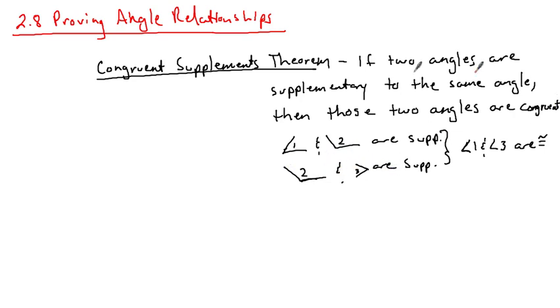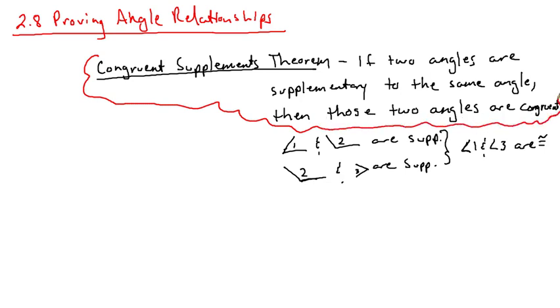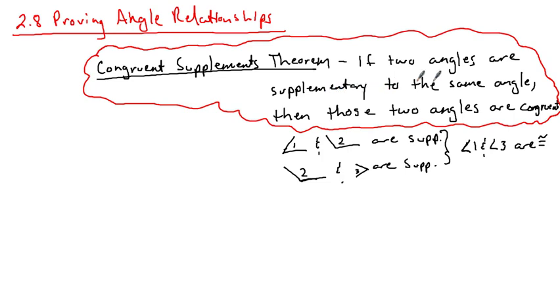So our congruent supplements theorem, that's one that we want to commit to memory. It'll come back up again, we'll use it. So congruent supplements theorem: if two angles are supplementary to the same angle, then those two angles are congruent. But what we're going to do now is prove it, which is a really good exercise in geometry, to prove some of these theorems that we know.